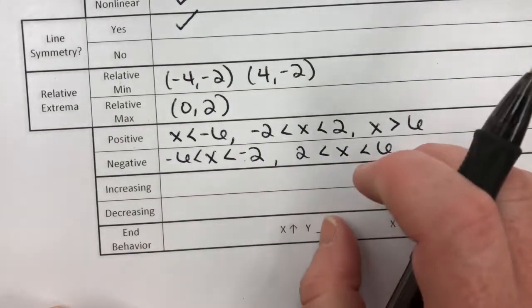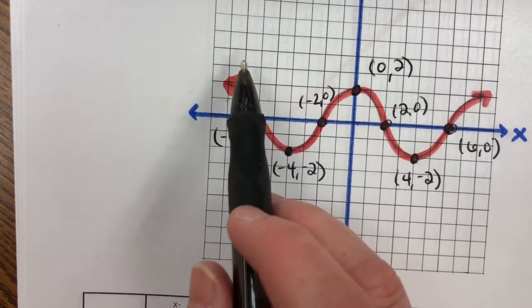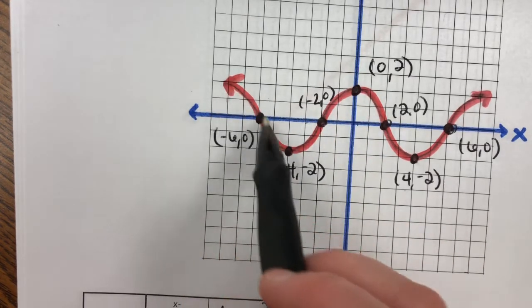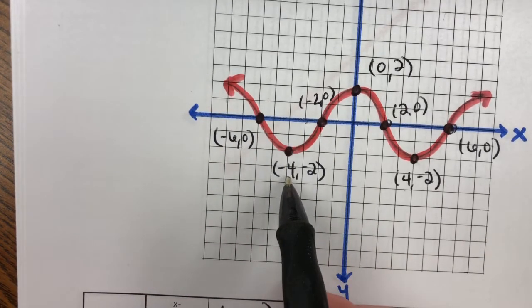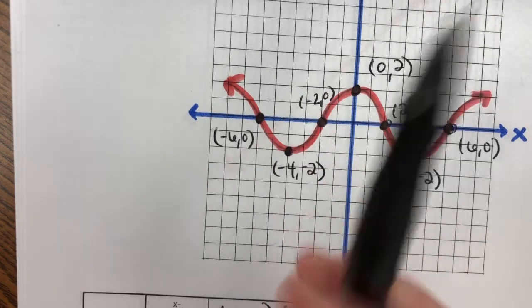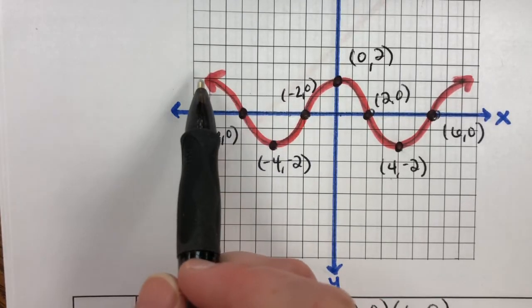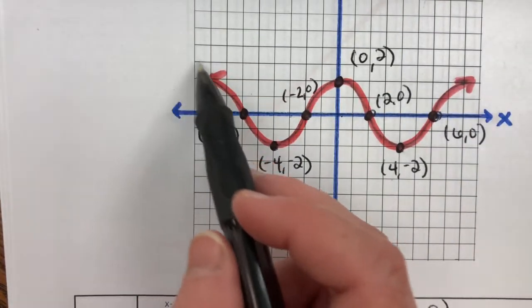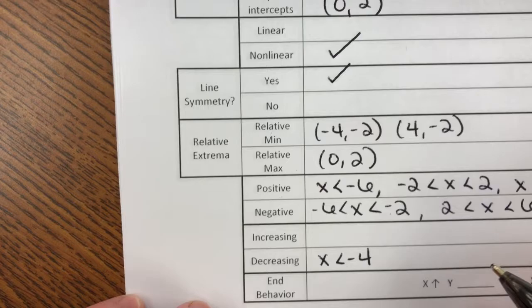Okay, and then increasing and decreasing. This is a lot to write as well. As we read from left to right, we start off decreasing. So we're going down, down, down until we hit this relative extrema, and then we go back up. So we're decreasing anywhere x is smaller than this point right here, and the x value here is -4. Whenever x is to the left of -4, my graph is going down. I know the arrow is pointing up, but we're reading this from left to right. So we're coming down here until we get to -4. So when x is less than -4, we're decreasing.